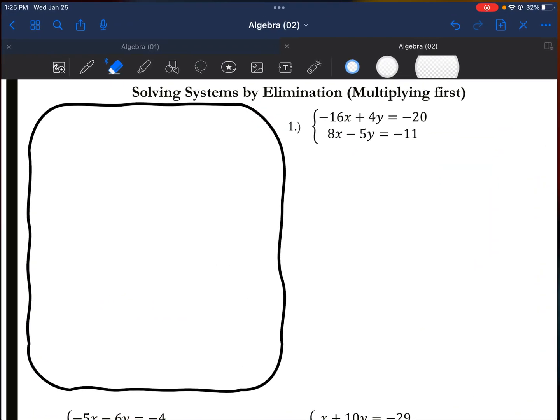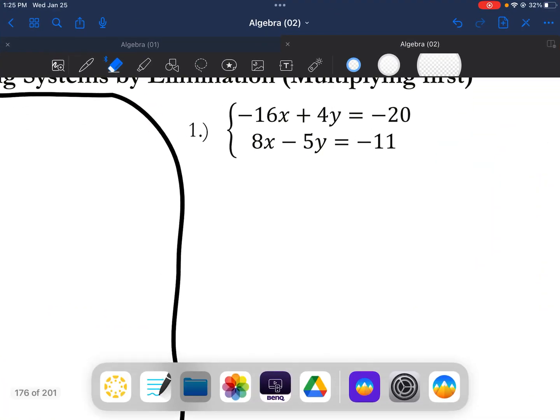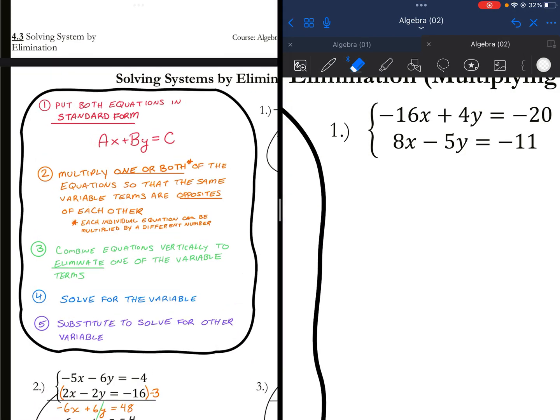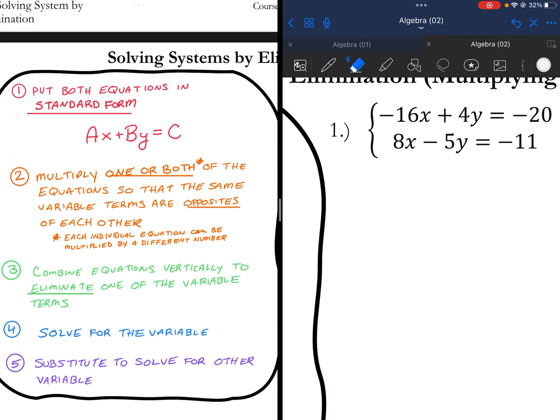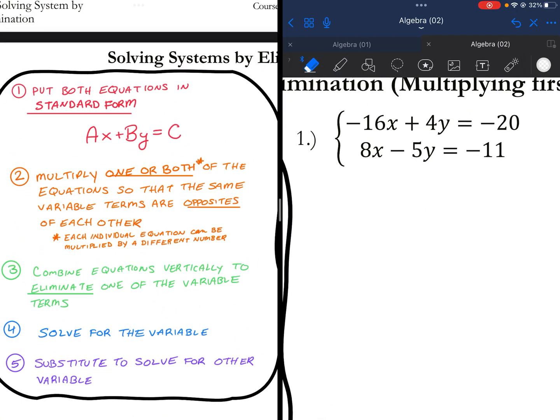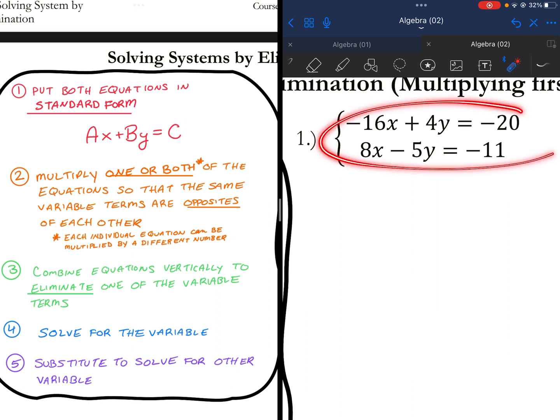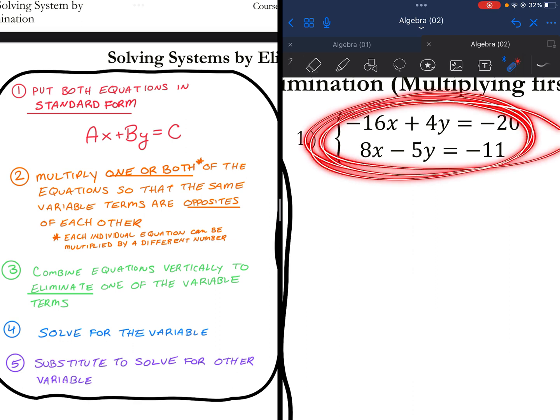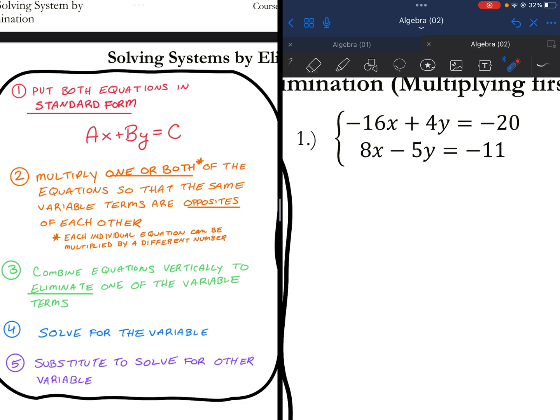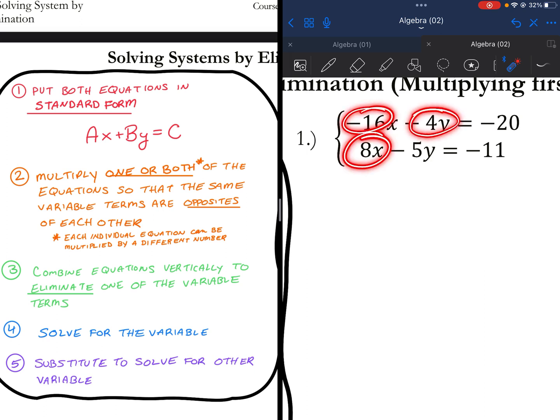Now that you've taken these notes, we're going to start with problem number 1. Now I'm going to put this right next to each other so we have our notes as necessary. Step 1 is to check to see if our equations are in standard form. As you can see, these are in standard form. So what we're going to do is now go to step 2. We notice that none of the terms are opposite each other, right?